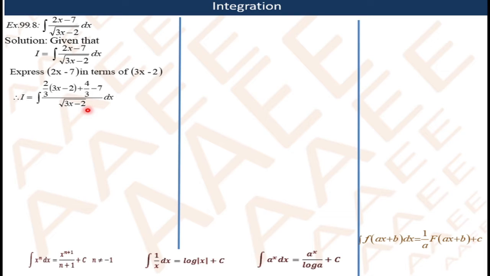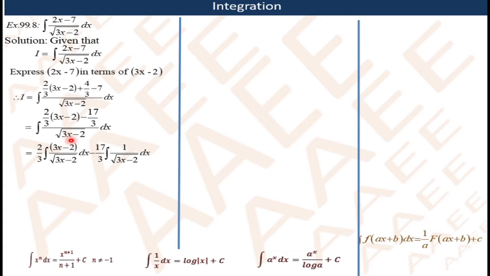Now, in the next step, let us take the addition of these terms. So this will be integration 2 by 3 into 3x minus 2 minus 17 by 3 upon under root of 3x minus 2 into dx. By the law of fractions, you can split this into two fractions. So that will be 2 by 3 outside, integration 3x minus 2 upon under root of 3x minus 2 dx, minus 17 by 3 integration 1 upon under root of 3x minus 2 dx.